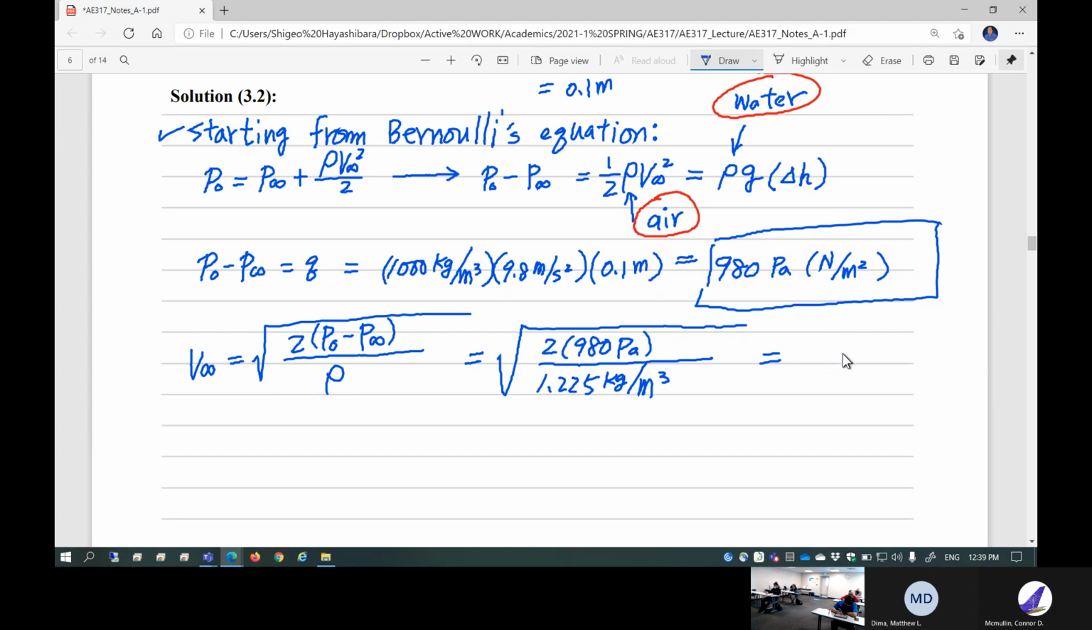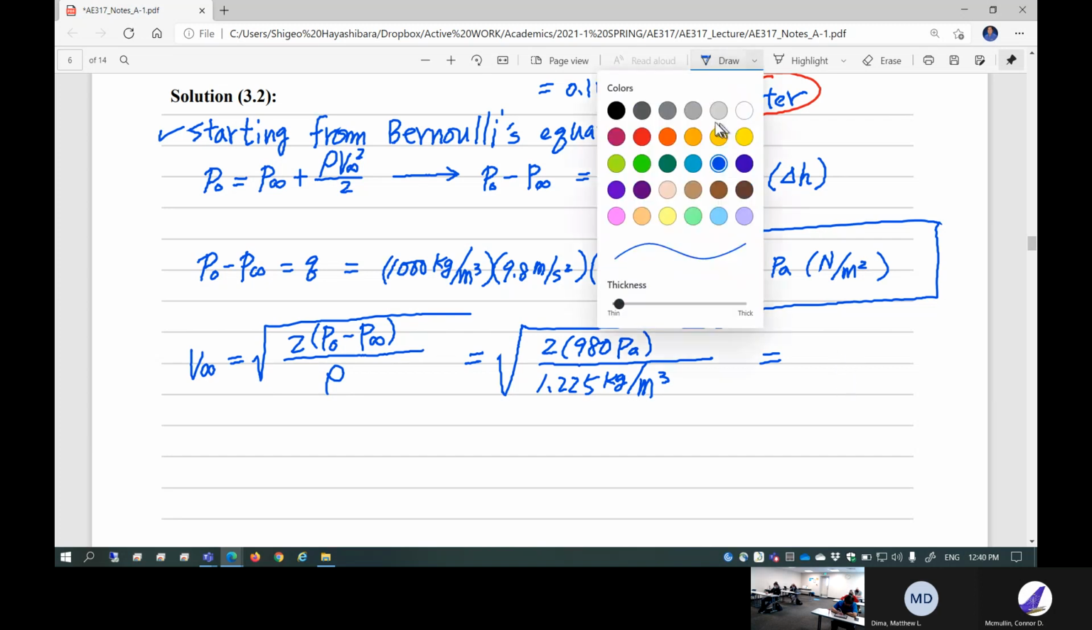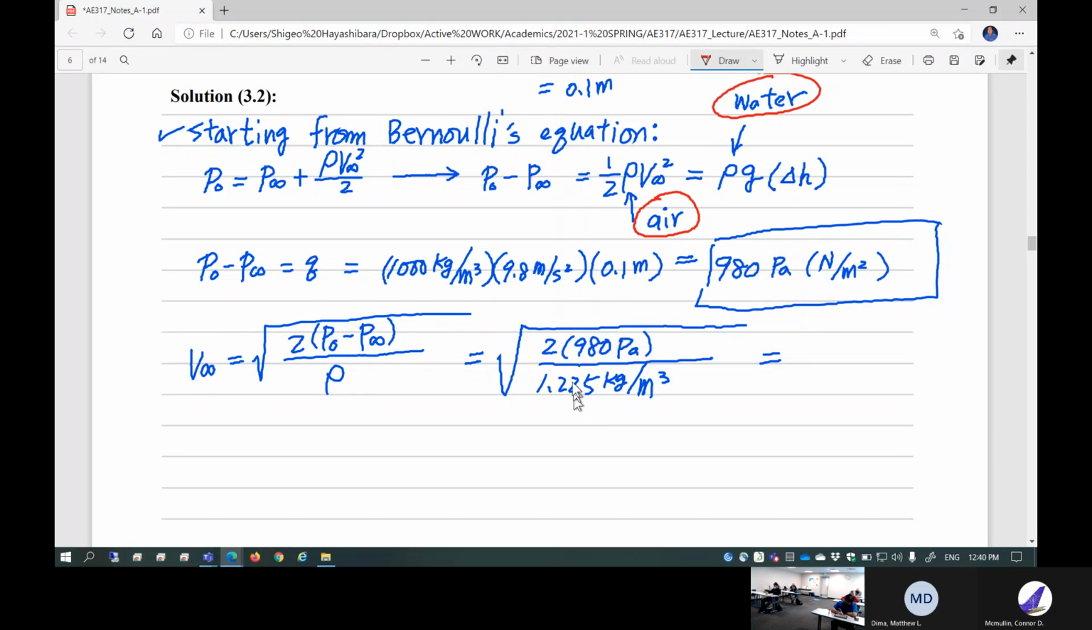If and only if you can determine this airspeed, please finish up the airspeed. Somebody? If you are online, you can do that. 40. That means 40 meters per second. Pathetically low speed airplane.